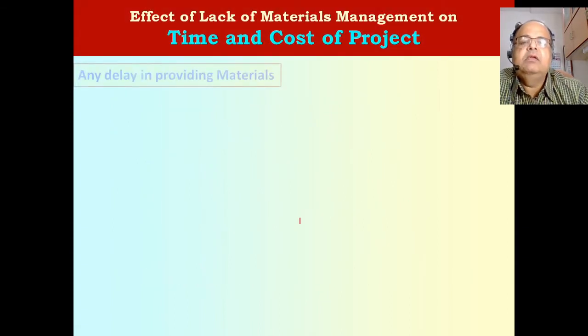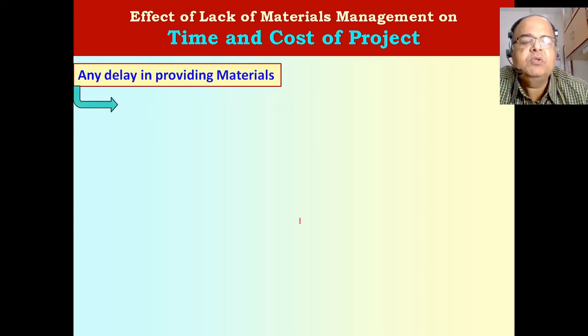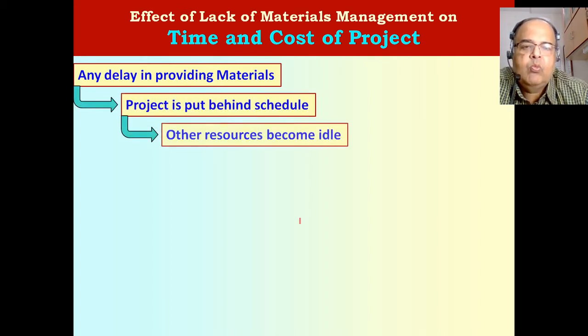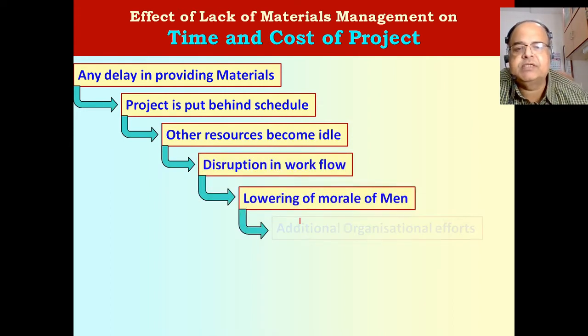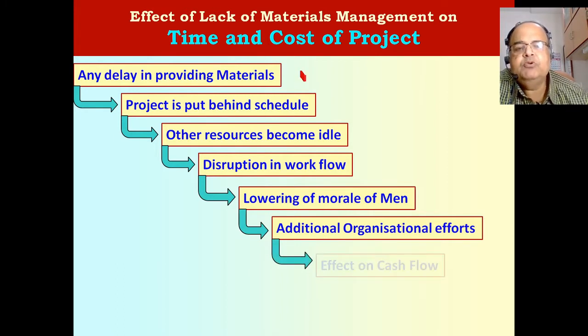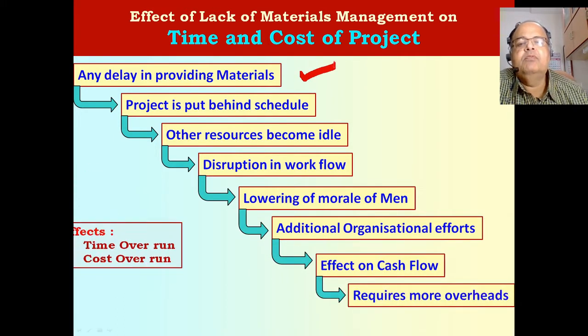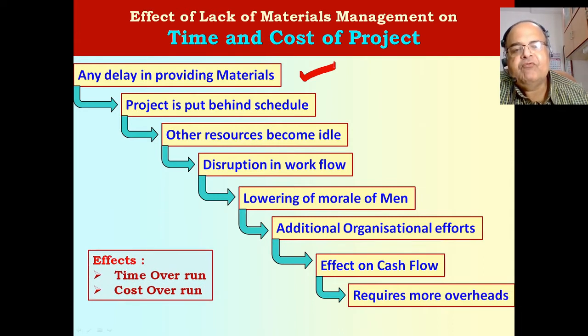Suppose there is a lack of materials management for a particular construction project. What would be the effect of this lack on the time and cost of the project? Let us try to understand. Suppose there is some delay in providing the materials. Naturally, if the materials are not reaching the site in time, the project is going to be put behind schedule. It won't be possible for the construction team to carry out all the activities in time because of non-supply of the materials as per the construction schedule.